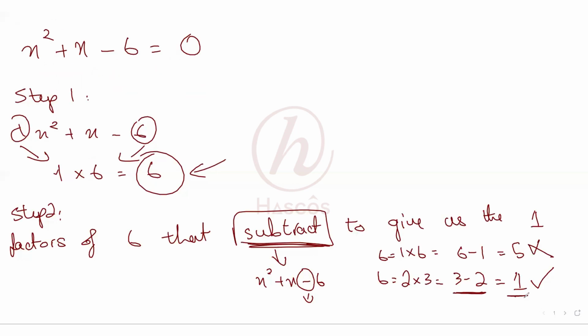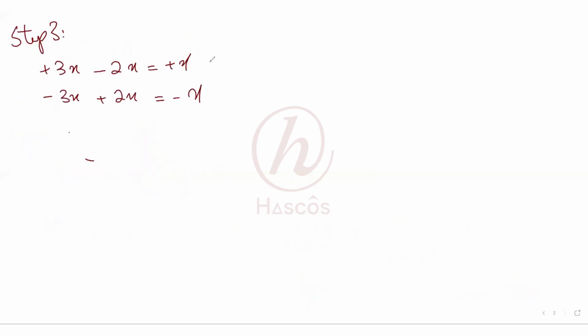So we can extract 1 from 3 and 2 in two ways. We can do a positive 3x minus 2x, that's going to give us a positive x. We can do a negative 3x plus 2x, that's going to give us a negative x. Now when we go back to our original question, we see that our middle term is a positive x. So we take our positive x and we disregard the negative x, and this is what our middle term is going to be broken down into.